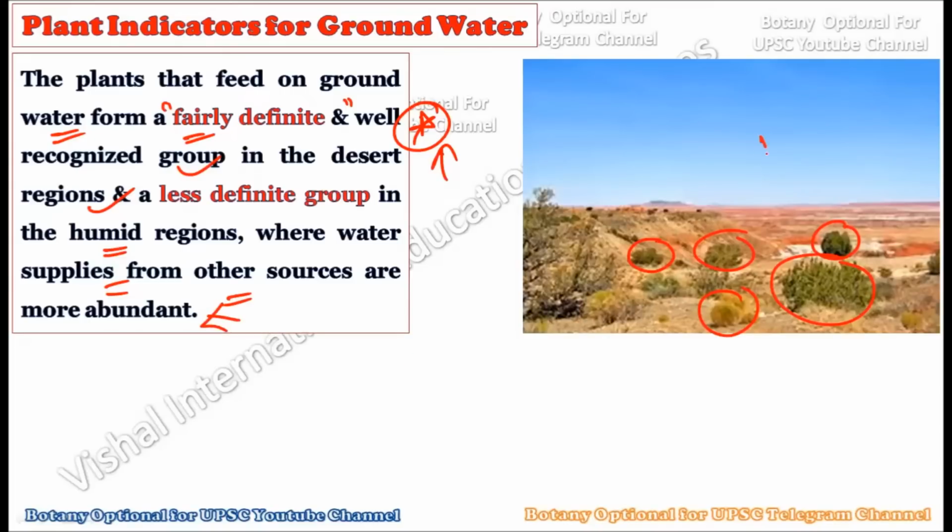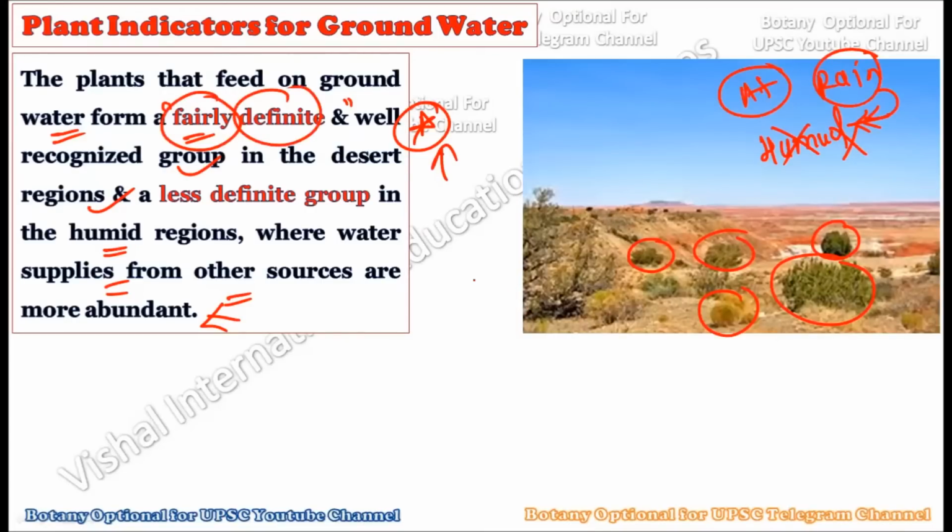So there are some plants present in the humid region which take water from the atmosphere, which take water from the rain, and such plants are not part of the indicator plants for the groundwater. But there is a fairly definite class of plants which is typically dependent on the groundwater only. So these kinds of species can act as a groundwater indicator.